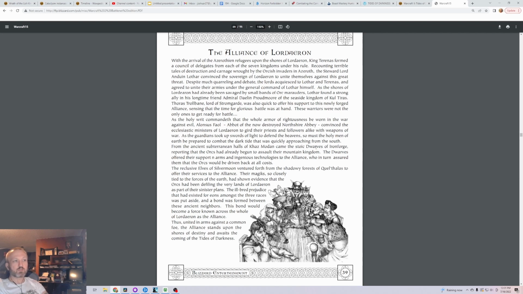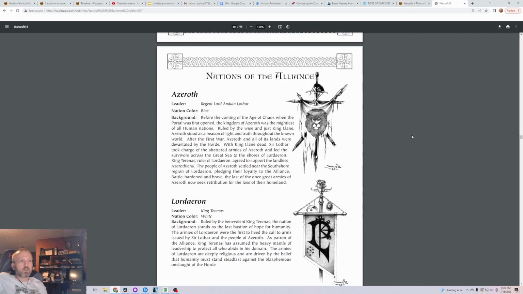The reclusive elves of Silvermoon ventured forth from the shadowy forests of Quel'Thalas to offer their services to the Alliance. Their magic, so closely tied to the forces of the Earth, had shown evidence that the orcs had been defiling the very lands of Lordaeron as part of their sinister plans. The ill-bred prejudice that had existed for eons amongst the three races was put aside, and a bond was formed between these ancient neighbors. This bond would become a force known across the whole of Lordaeron as the Alliance. Thus united in arms against a common foe, the Alliance stands upon the shores of destiny and awaits the coming of the tides of darkness.